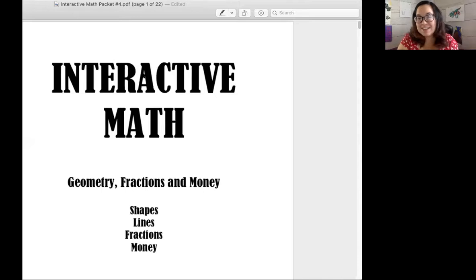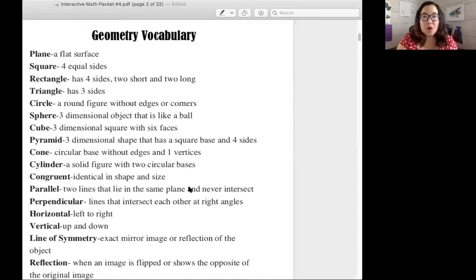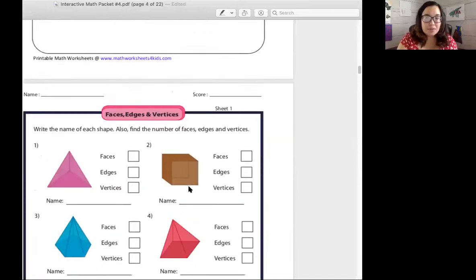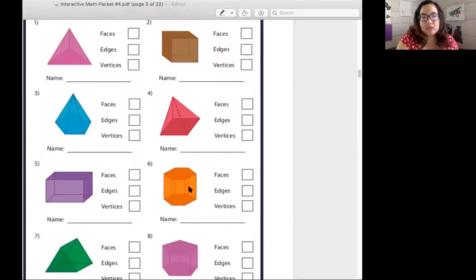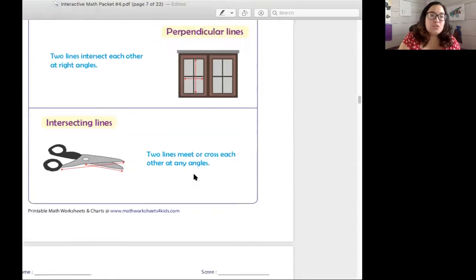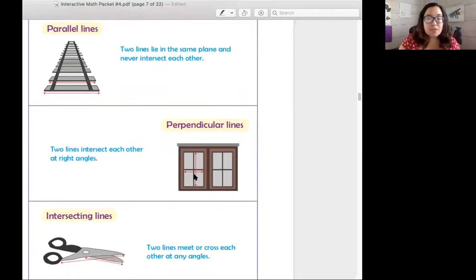I wanted to add two words together. Okay, so interactive math. And we're gonna scroll all the way down. While I'm scrolling, you're gonna turn the page, right? Turning the page to this one. And it's gonna explain all the lines. So we have parallel lines.